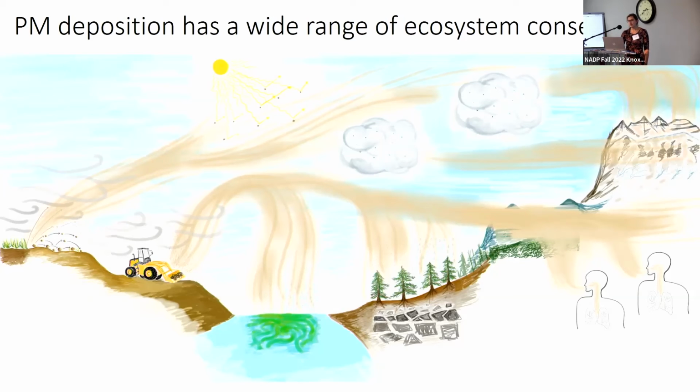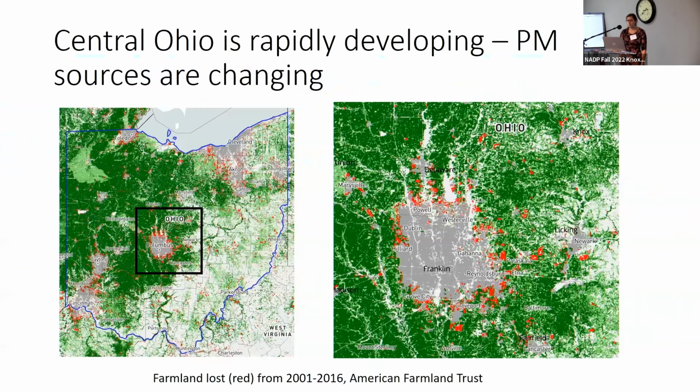This region of central Ohio is rapidly developing, which means there is a loss of farmland, conversion from farmland to developed land. And this has implications for a changing landscape of particulate matter deposition. These are maps from the American Farmland Trust, showing farmland lost from 2001 to 2016. In the city of Columbus, we're seeing a lot of expansion in the suburbs and this loss of farmland. This is only going to continue into the future.